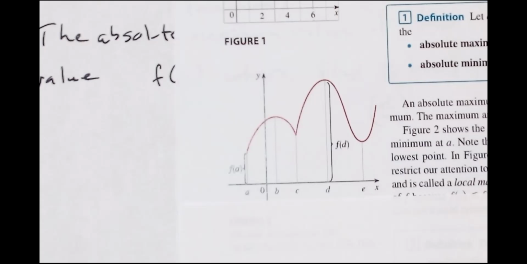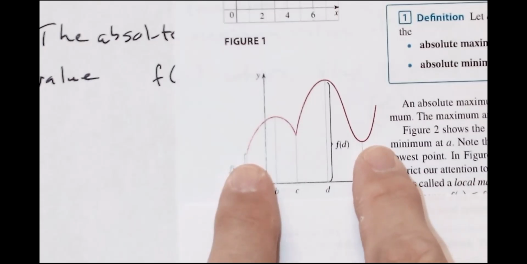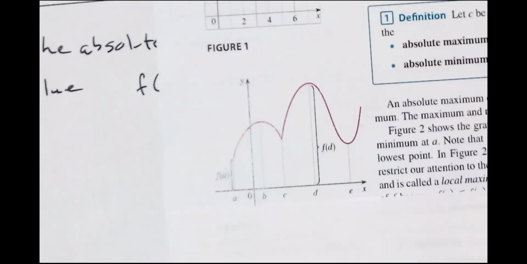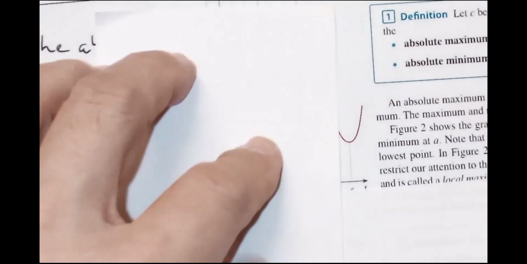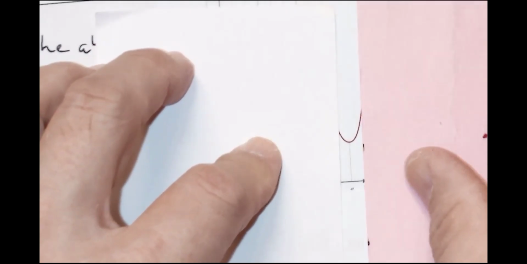Consider the point E, f of E, all the way over there on the right. That's not an absolute minimum because the y value at A is lower than the y value at E. But if I restricted my picture and only looked at a little neighborhood of that point, then in that neighborhood, I would have a minimum.